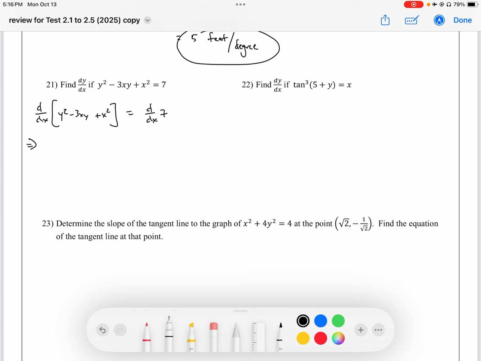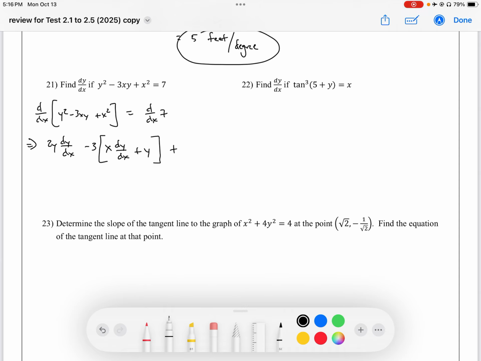So what are we going to get? We're going to get 2y dy dx minus 3 times the derivative of xy. First, derivative second, plus second times the derivative of first, which is 1.